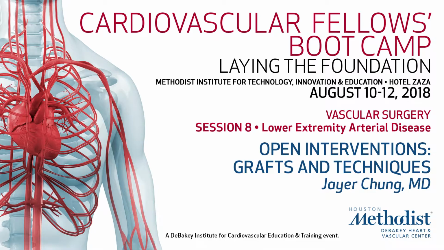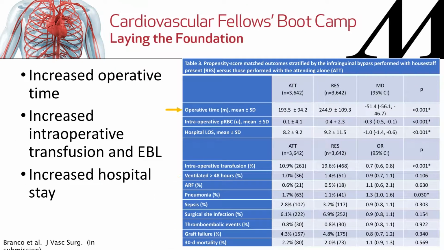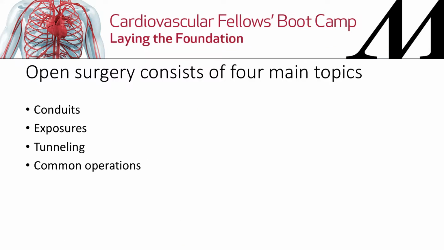So first off, why do we care? It's still critical to know open surgery for limb ischemia. This is a study that my fellow had done. There's an analysis of the NSQIP database from 2006 to 2012, about 23,000 patients, and it showed an increasing proportion of these cases, lower extremity bypasses, are being performed by an attending alone, from 31% to 46%. This is significant because when you propensity match the cohorts, those operated on by attendings alone versus attendings plus a resident, those that had a resident had an increased operative time as well as increased intraoperative transfusion and EBL. So there is a marginal difference, some things that the attendings are doing that the residents still have to learn.